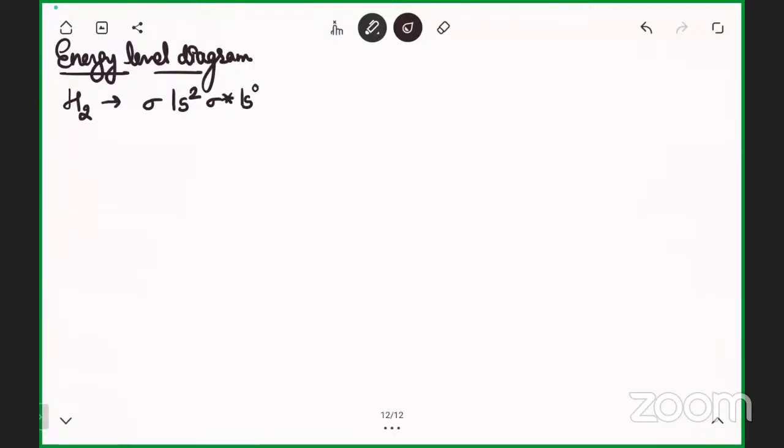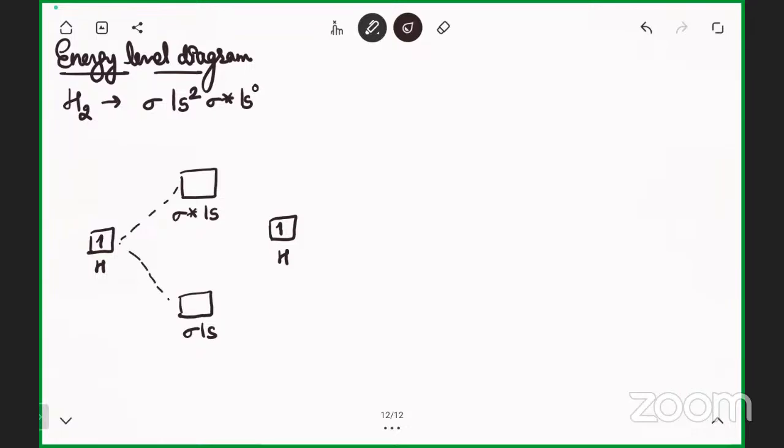So if I make the energy level diagram, see, on the left side you will show the normal configuration of the hydrogen. That is, in hydrogen, 1 electron is present, and in the other hydrogen too. This is the atomic orbital. In the middle, we will show the molecular orbital. This is sigma 1s and then sigma star 1s. Join them. So what you will see is, in sigma 1s we have 2 electrons, while in sigma star 1s we have 0 electrons.